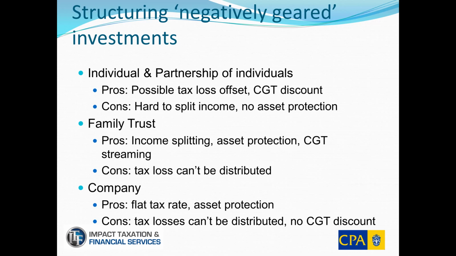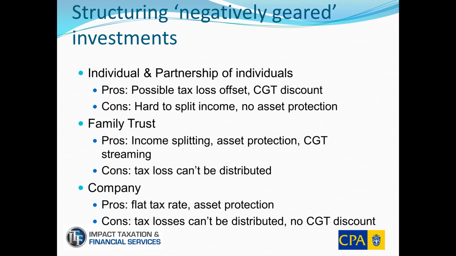The disadvantages: it's very hard to split income. Also, there's no asset protection. So let's say an individual has four rental properties under his name, and at the same time he's running a sole trader business. If a third party sues the business, they can claim the business debts against personal assets, as we mentioned before. So there's no asset protection for individuals or partnerships. And it's also very hard to split income, because if a rental property is earning taxable income for you, you have no choice. You have to add it on top of your other income and pay your marginal tax.